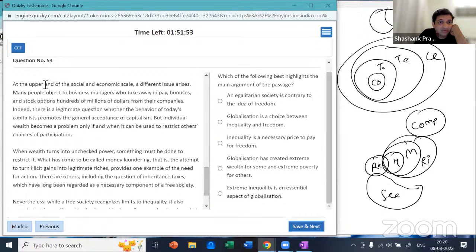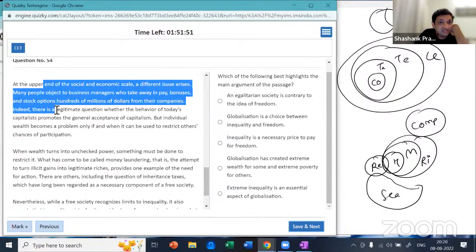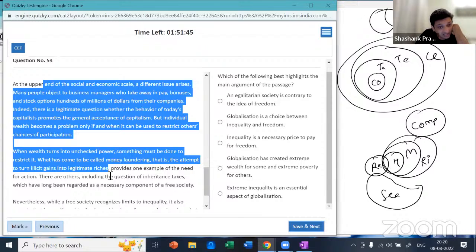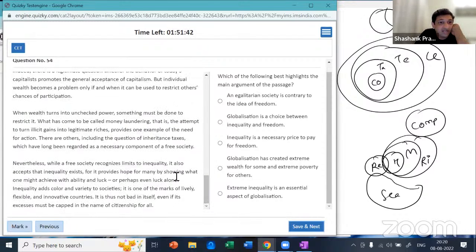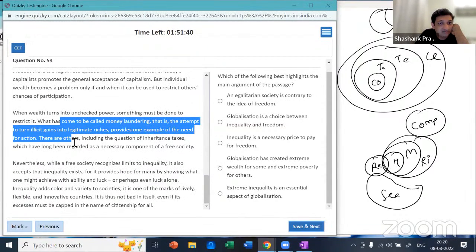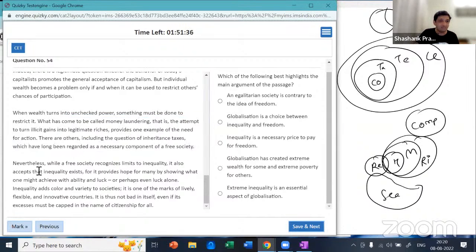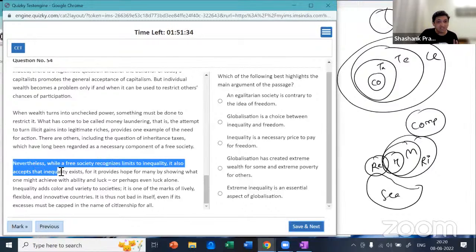Okay, upper end of social scale, a different issue arises. Bonuses object to business managers. Yeah, this is what happens at Amazon and stuff. Individual wealth becomes a problem. Restrict others' chances of participation. Okay, unchecked power happens. Something must be done to restrict it. So the author is in favor of restricting something. Money laundering, whatever. Inheritance taxes, again something that people do. Nevertheless, a free society recognizes limits of inequality.